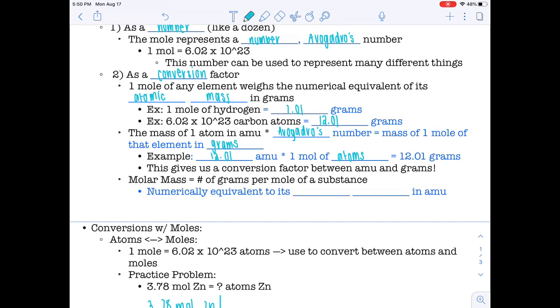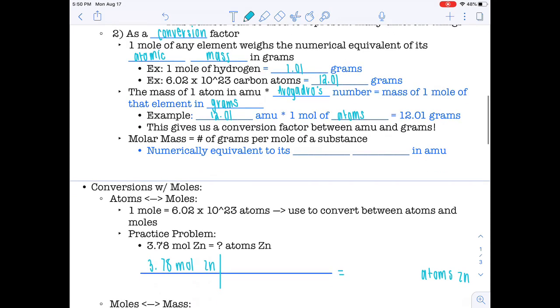So we're saying 1 mole of carbon is essentially equal to the numerical equivalent of its atomic mass in grams, so that's going to be 12.01 grams. Hopefully that makes sense. And also, this gives us a conversion factor between AMU and grams.